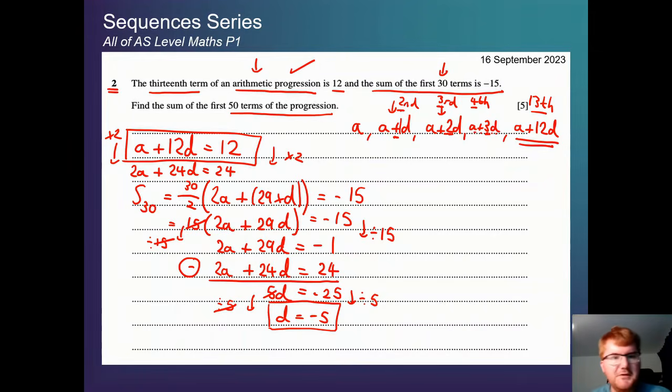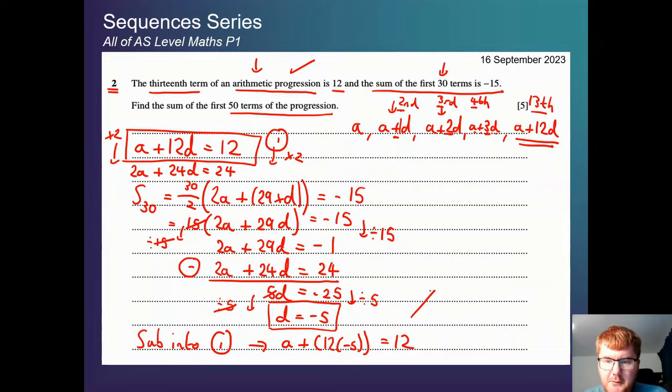Don't forget here, we want to work out a as well. So I'm going to substitute into equation 1 here. That means I'm going to copy out this equation here. Wherever I see a d, I'm going to put a minus 5. And this is just now a straightforward equation to solve. So we have a minus 60 equals 12. Therefore, a is equal to 72.